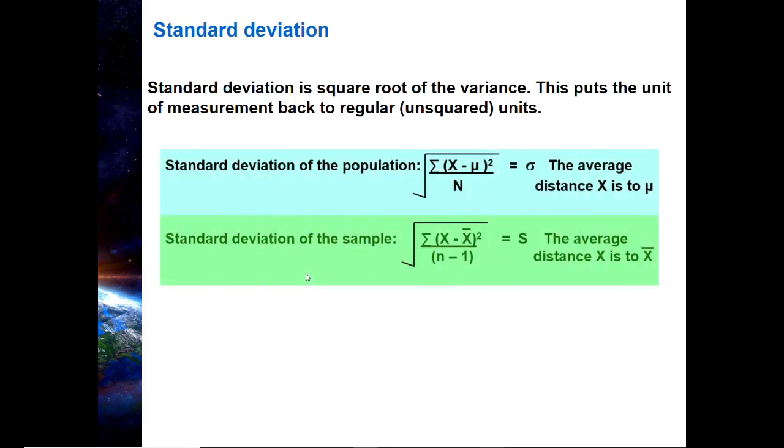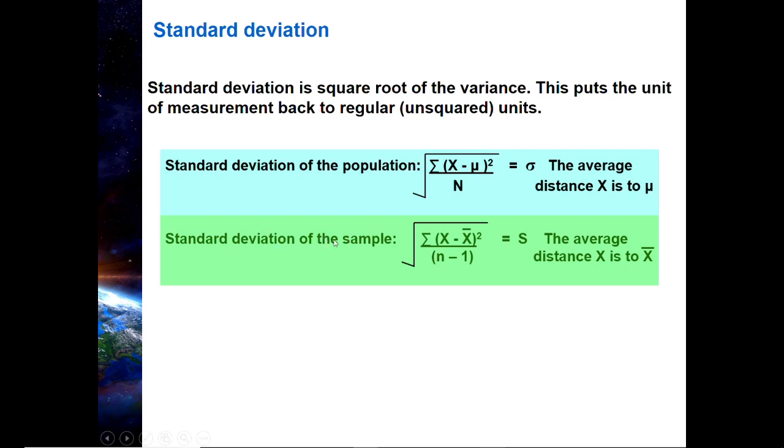We get it. If we look at the formulas, they look very, very similar. But, and this is for the population, instead of saying it's the average squared distance x is to mu, we now say it is just the average distance x is to mu. In the formula, this is the formula for variance. Just take the square root. That's all you have to do. You have to get variance first, then take the square root.